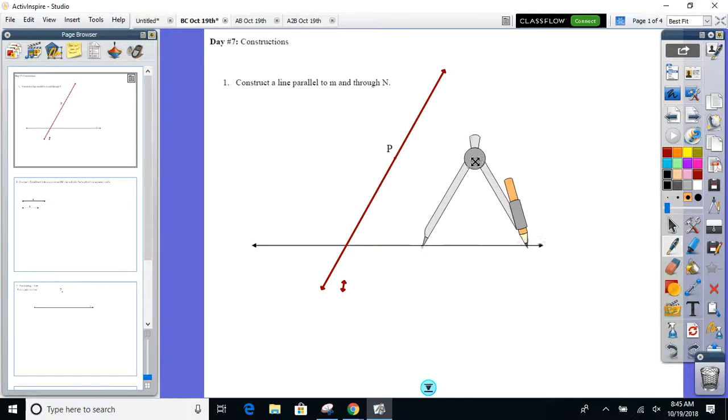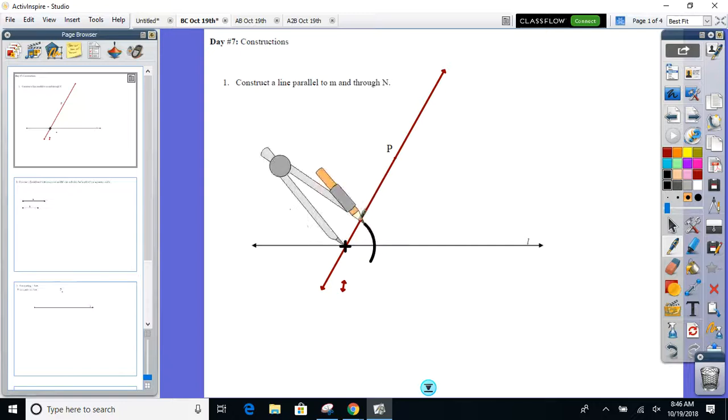Anybody remember any of the steps at all about copying an angle? Okay. Put your compass on the vertex of the angle you're going to copy. For me, you can copy the one on the right, you can copy the one on the left, doesn't matter. And you want to make an arc so it intersects both rays of your angle. Yep.